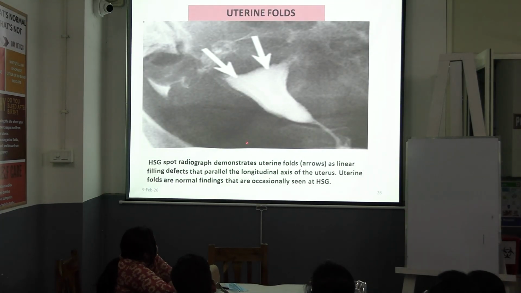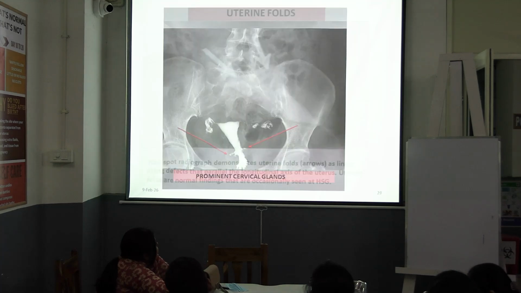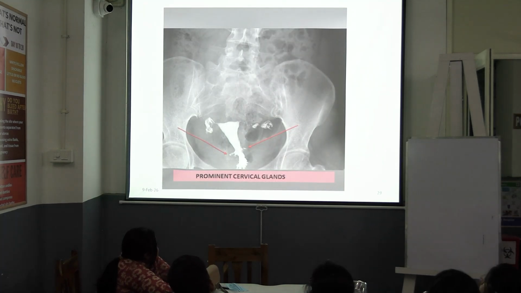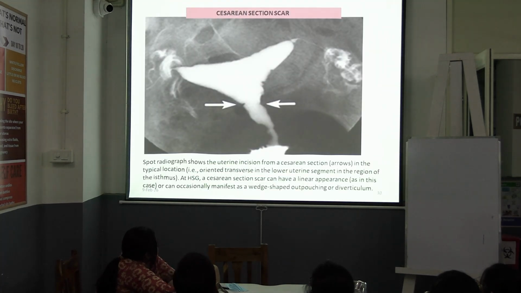So, in case of uterine fibroid, see, there is some kind of a dent. This fibroid might be distorting the endometrial cavity. That is why there are some gaps. See, there is some gap. The homogeneity of the uterine outline is lost. This cesarean scar is there.